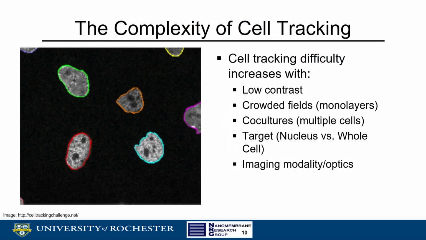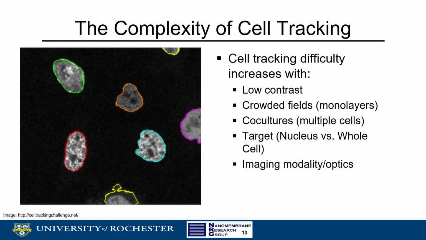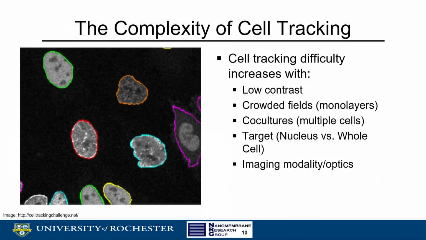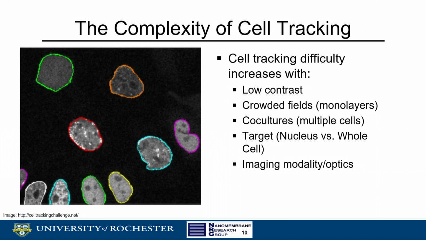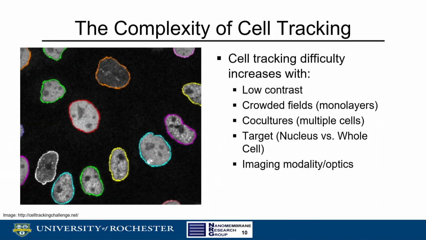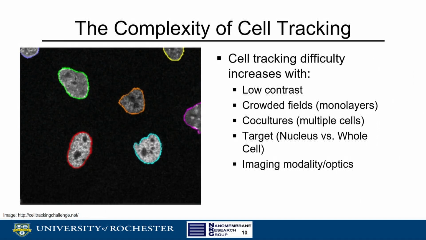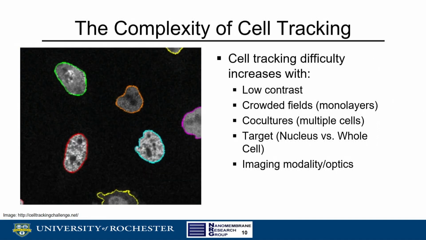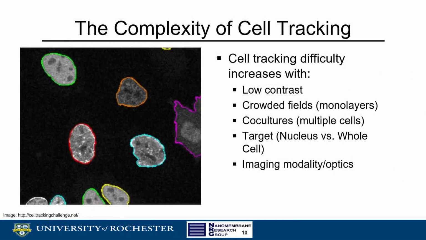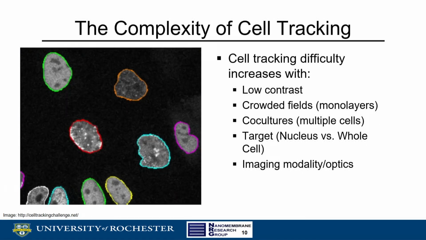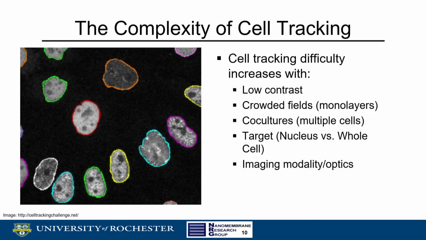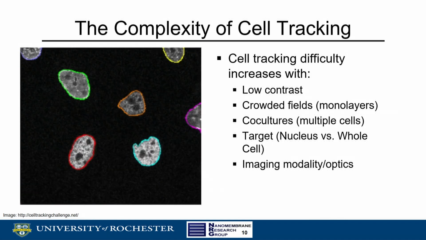So for normal image analysis applications, a simple algorithmic approach may be feasible. However, cell tracking presents a significantly more challenging environment. So while high contrast images can be used to effectively delineate one cell from another, such as in this example video, cell tracking difficulty increases when you have more challenging environments, such as a low contrast video, a crowded field with a monolayer or a co-culture, the target of interest that you're imaging for, as well as the underlying imaging modality and optics present in your system.